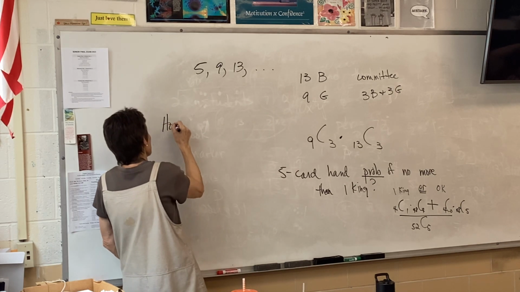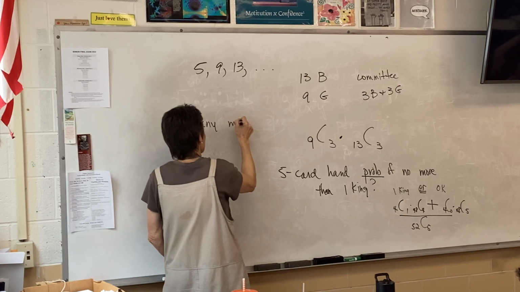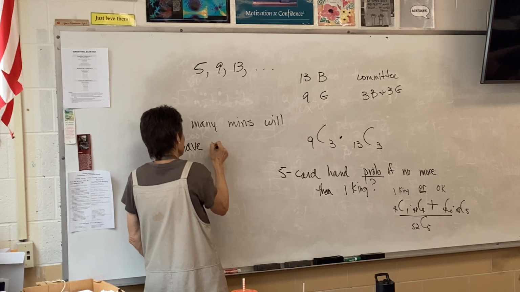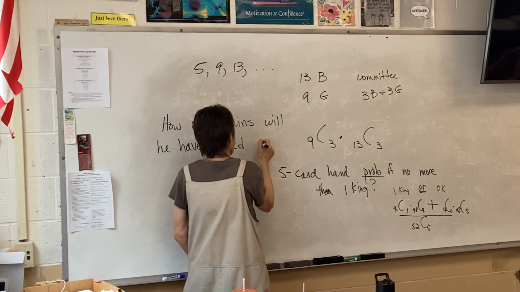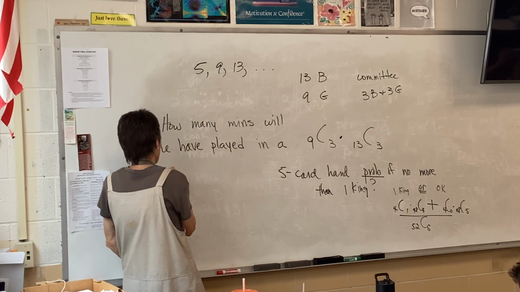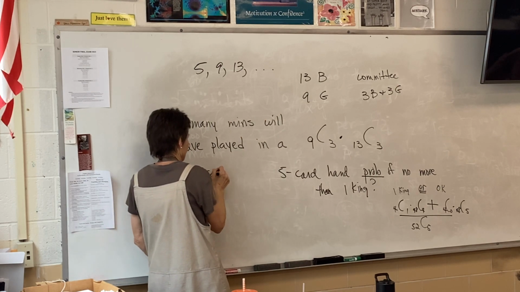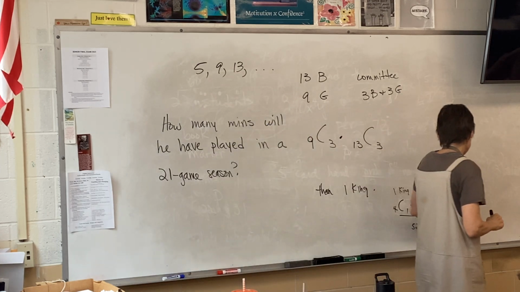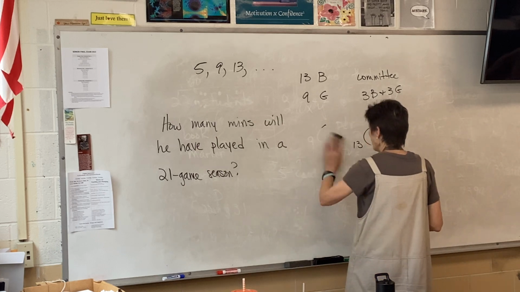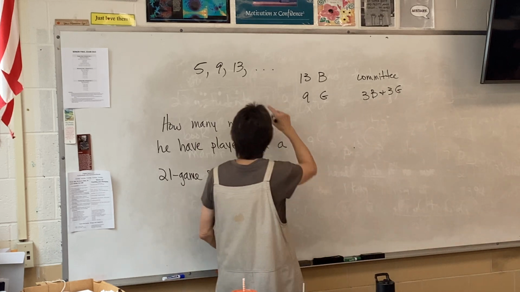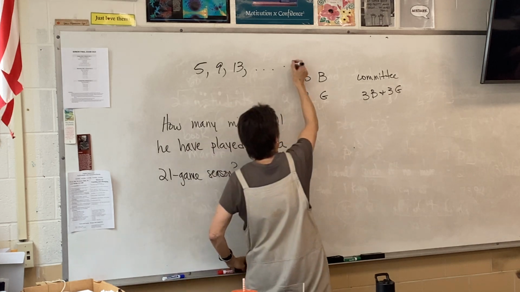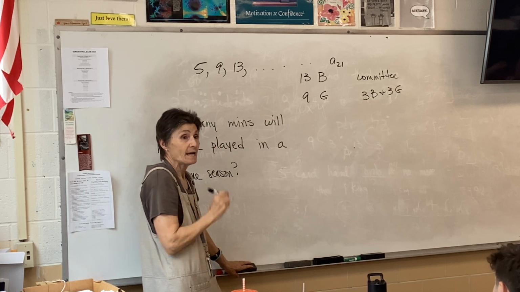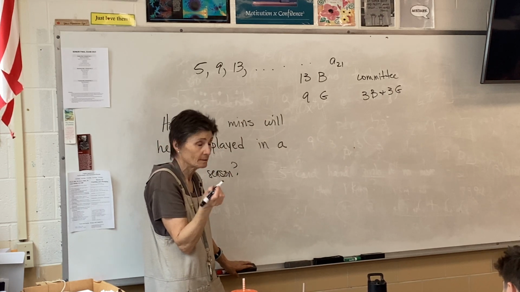The question is, how many minutes will he have played in a 21 game season? Alright, so what does that mean? What do I need to do? Add up all 21. I need to add them all up, right? Only I need to add them all up way past those 3, right? I gotta go all the way out here to the 21st game. A sub 21 means 21st term.